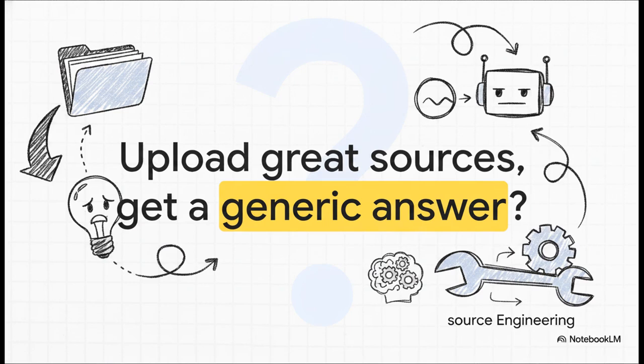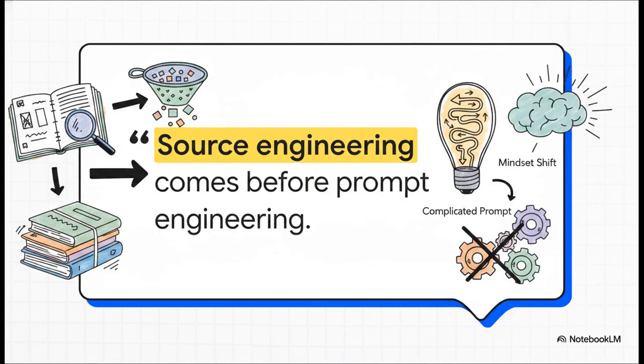And it's so easy to just blame the AI model or to think, oh, I just didn't use the magic words in my prompt. But we really need to validate that frustration here, because the actual problem isn't the AI. And it's definitely not that single sentence you typed out. The real issue is a lack of what we call source engineering. Which brings us to a really crucial point. Source engineering comes before prompt engineering.